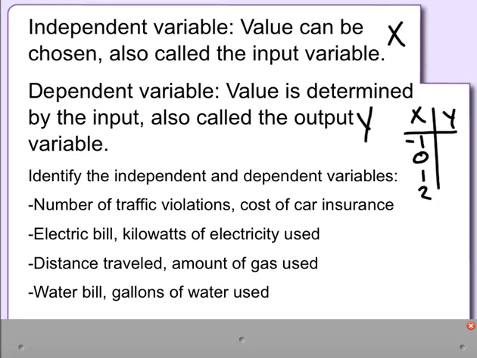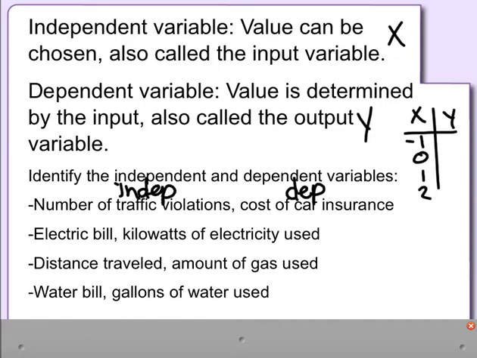So if we have these different situations, number of traffic violations and cost of car insurance, which one is independent, which one is dependent? Well, does the number of traffic violations depend on your cost of car insurance, or does your cost of car insurance depend on how many traffic violations you've had? And you will say, of course, the cost of car insurance depends on how many traffic violations we've had. All right?